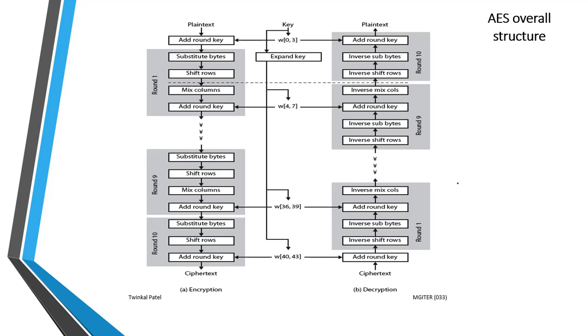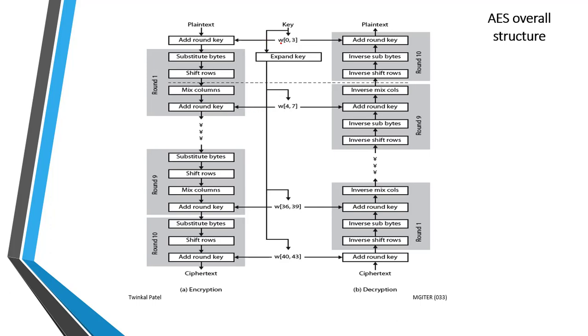Now we will see the overall structure of the AES. So overall structure means the encryption and decryption process both. So first of all, in the encryption process, we are giving the plain text to the add round key, that is the pre-round calculation, in which the 128 bit key is directly used. And after that round 1 is started, in which substitution byte, that is S-box, then shift rows, mix column operations are performed, and after that add round key is performed.